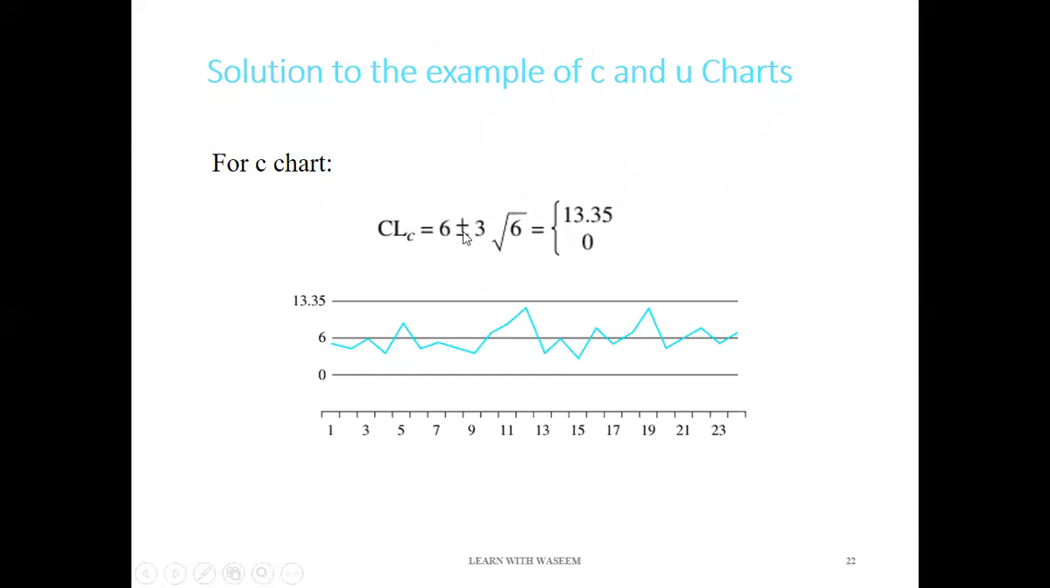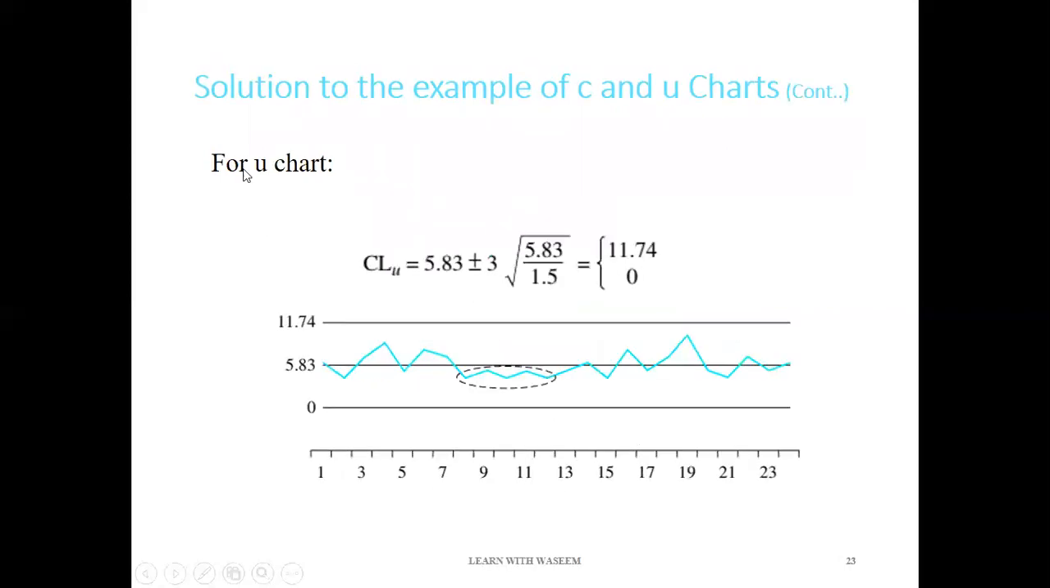The formula for C was C bar plus minus 3 under the root C bar. The C bar value was 6. So 6 plus minus 3 under the root 6. Its value is 13.35 for plus and 0 for minus. So 0 is the lower control limit, which is okay, and the upper control limit is 13.35 and its C bar was 6. So this is the C chart for you.